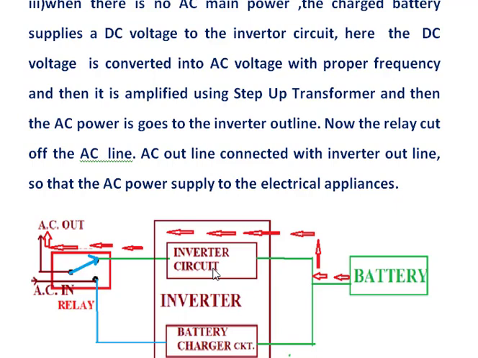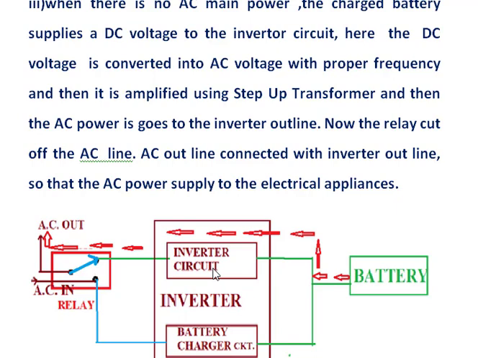So the 12 volt DC voltage is supplied to the oscillator. The stable oscillator converts the DC voltage into square waveforms. This square waveform is also amplified using metal oxide semiconductor field effect transistors, MOSFETs, and this amplified voltage is supplied to the primary of the step-up transformer.